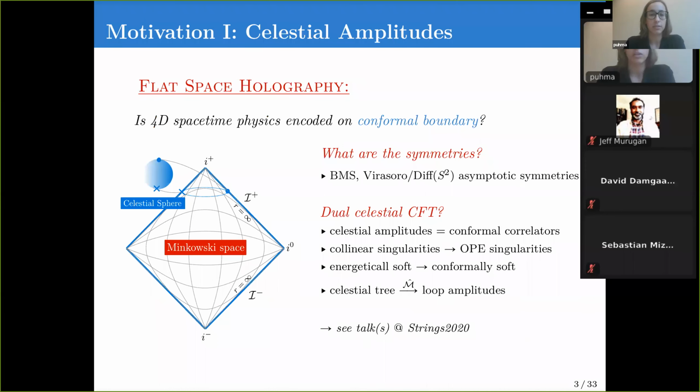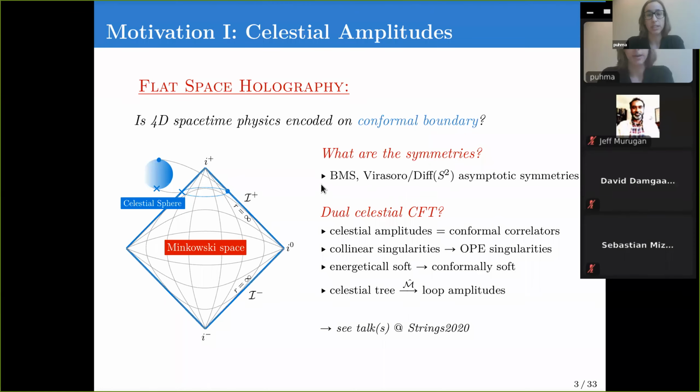So the first question that you would want to answer, much as what has been done in anti-de Sitter space, is what are the symmetries of the spacetime so that you can identify a proposed holographic dual. So here, this question has had a long history and a very controversial one at that. But what has come out of much revision over the last couple of years is that the Bondi-Metzner-Sachs, or BMS, group seems to play a fundamental role in describing the symmetries of asymptotically flat spacetimes. And there exists an extension that includes a Virasoro asymptotic symmetry or a full diffeomorphism group of the celestial sphere.